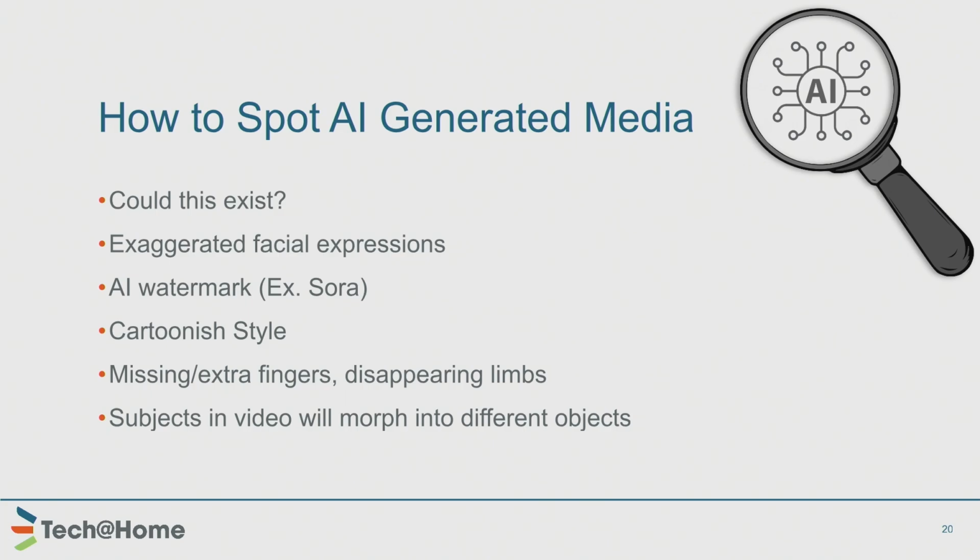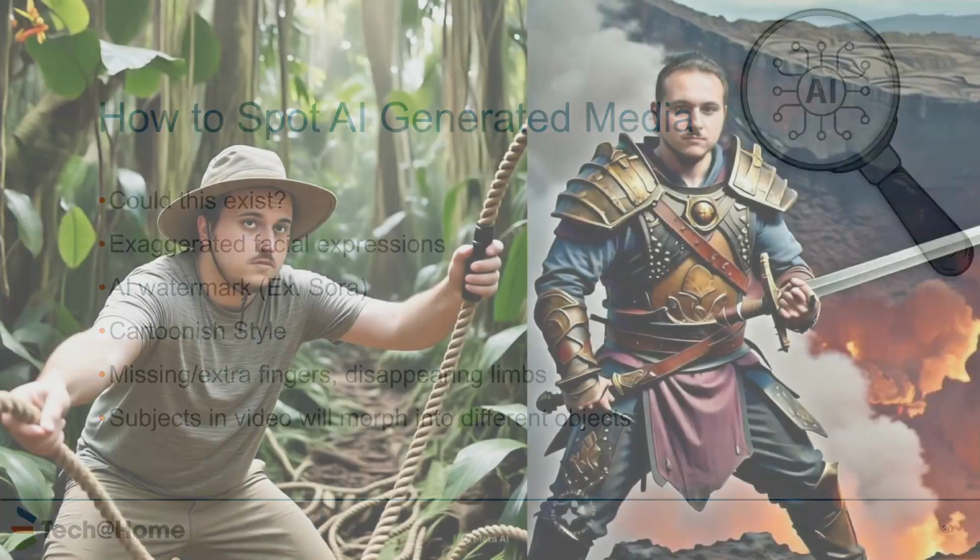Sometimes they are missing fingers or have extra fingers, so AI is notoriously bad at generating hands, feet, and limbs. They will often disappear out of nowhere, reappear within an instant. And then just generally the subjects in the videos will morph into many different objects.